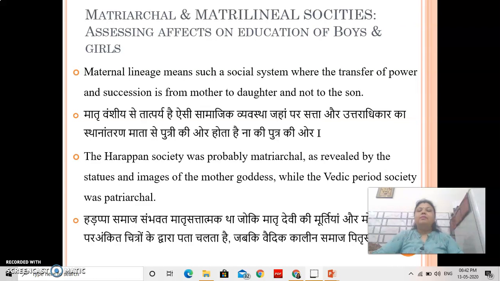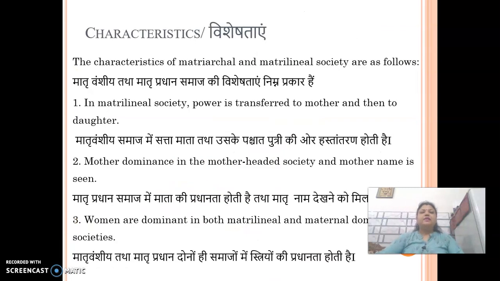The Harappan society was probably matriarchal, and we have evidence in excavations, as revealed by the statues and images of the goddess, while the Vedic society was patriarchal. What are the characteristics of matrilineal and matriarchal society? In matrilineal society, power is transferred from mother to daughter. There is mother dominance in the mother-headed society, and the mother's name is also seen. It means the children of the family carry the surname of their mother instead of their father.